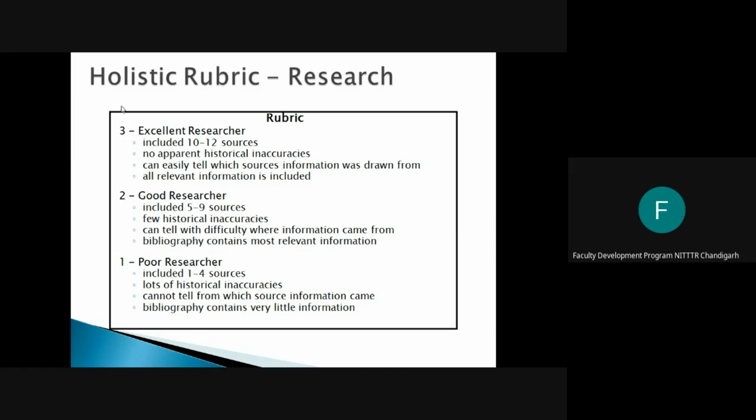The only thing is what the teacher is saying, that in the research, 10 to 12 sources are included. There is no historical inaccuracy, and I can easily tell where the information came from. All the relevant information is included, and therefore the student's performance level is 3, corresponding to level 3. So only these 4 lines are being written, and corresponding to that, this performance level 3 is being given to the student. So that is the holistic rubric.